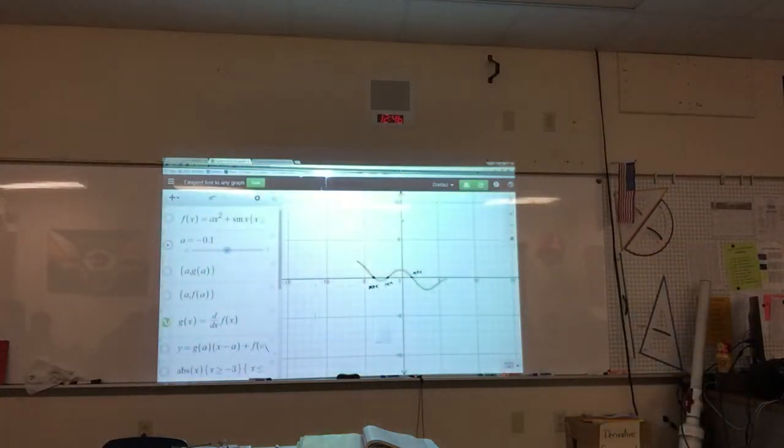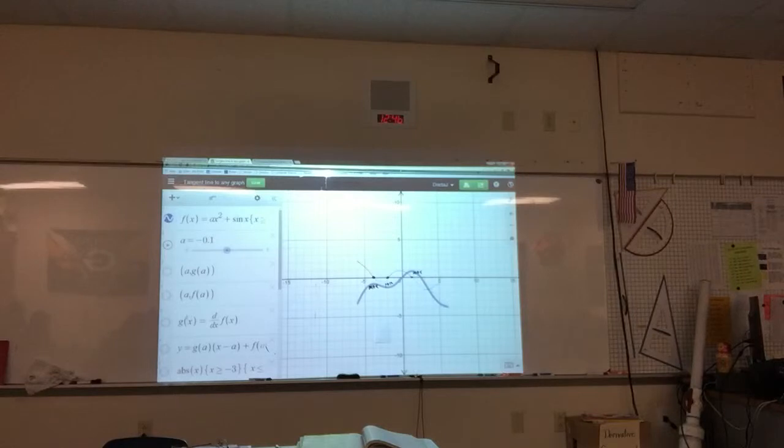So this is the derivative. Here's the function. Increasing along the orange. Decreasing along the green. And maximums and minimums. Do we have those right? Yep, we got all of them. Okay? Just by looking at the derivative, you can tell what the function looks like.